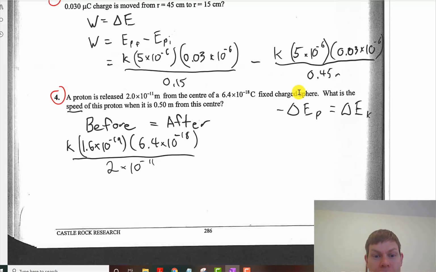And then initially it's got no kinetic energy. So we'll leave that there. We just had potential energy before. After, we're 0.5 meters from the center, which we can totally put in. I'll write it down just for fun. But I'll tell you why it's essentially useless after.